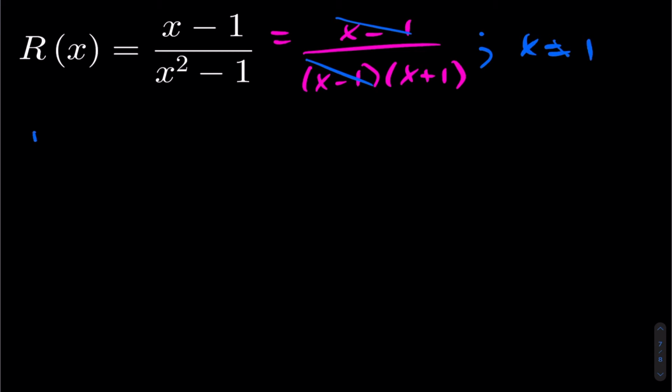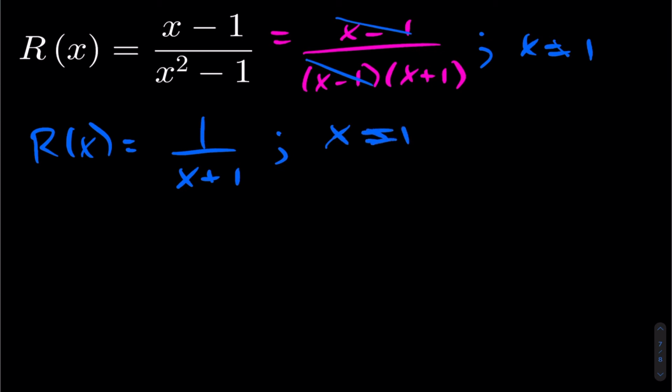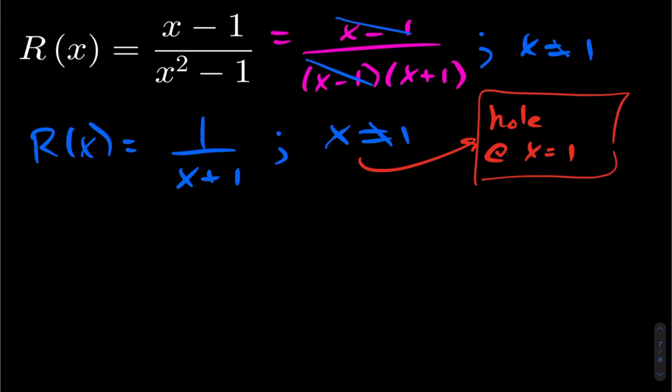So therefore our function r of x can be simplified and rewritten as 1 over x plus 1, given the fact that x is not equal to 1. So what we have here and what we've created is what's called a hole. This hole is a point of discontinuity in which the function r of x is undefined. Now that we've simplified our expression, identified the point of discontinuity and made note of the hole in our graph, we're going to find our x and y-intercepts and vertical and horizontal asymptotes if they exist.